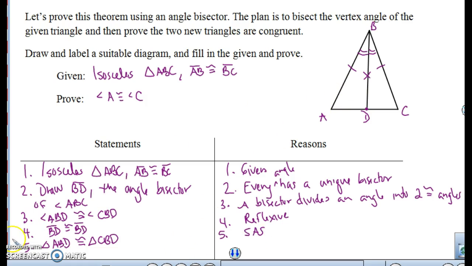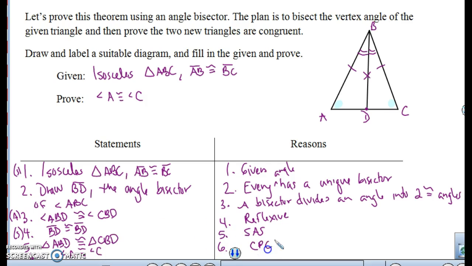All right, because this is a side, the reflexive is a side, there's an angle, and we were given another side. Side, angle, side, side, angle, side. So those two triangles are congruent. Now, if those two triangles are congruent, are angles A and C also congruent? Yeah, they are. That's by corresponding parts of congruent triangles are congruent. So angle A is congruent to angle C by CPCTC.